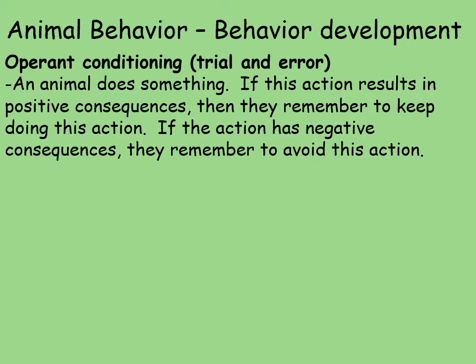So in operant conditioning, the animal does something. If the action results in positive consequences, like food or water or competitive success or reproduction, then they will remember to keep doing this action. If the action has negative consequences, like damage or pain or they lose territory, they'll remember to avoid this action in the future. So that's why it's also called trial and error learning. They try stuff out to see what works and what doesn't work.